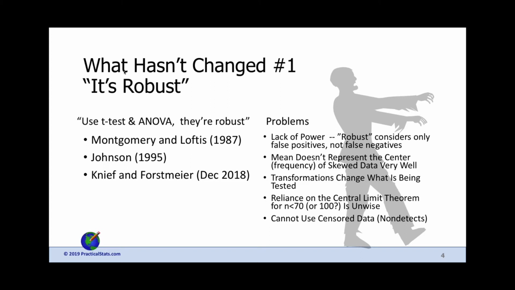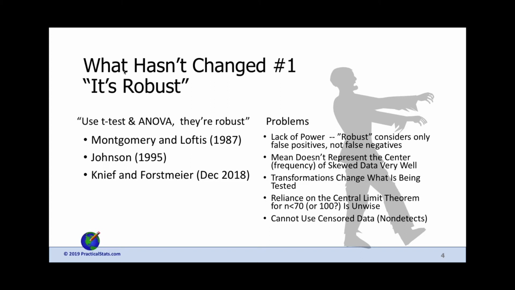And I would have liked if that was the last time I had seen it, but actually I saw it in an article about 3 or 4 months ago by 2 ecologists. So this claim that the t-tests and ANOVA are robust and therefore should be used all the time only looks at one type of problem. And so robustness in statistics has a specific meaning.